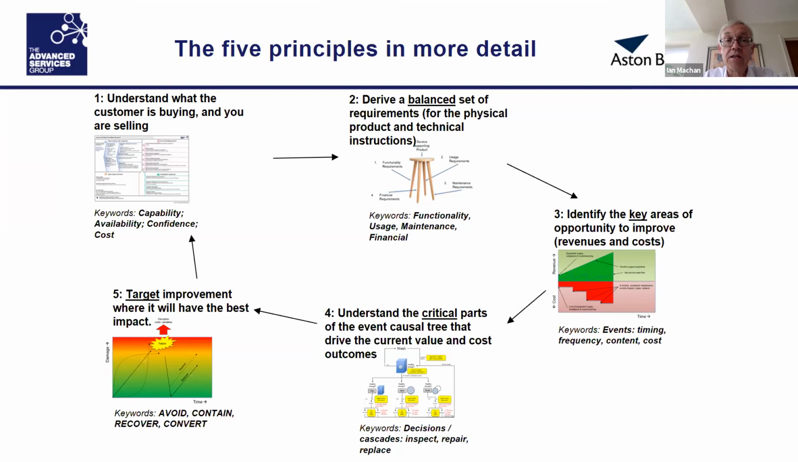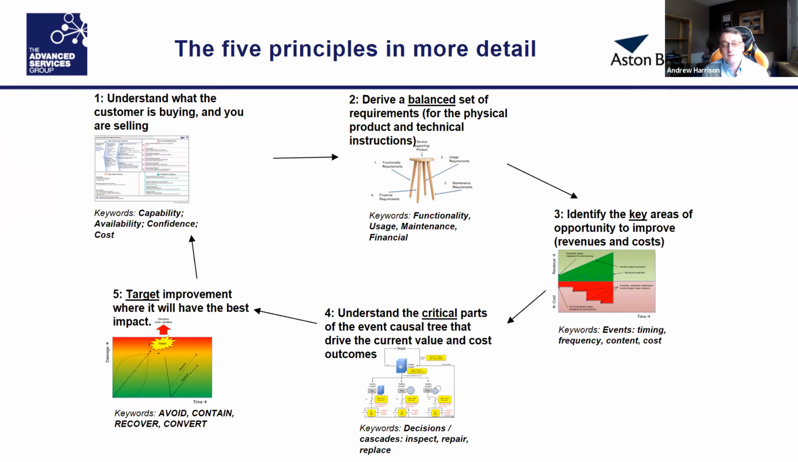Why do you emphasize that there's a balance requirement here in the requirements? And could you also just explain why you pull out both physical products and the technical instructions as 2 different ways of resolving these things? Why balance, and why both product and technical instructions do you pull out here?